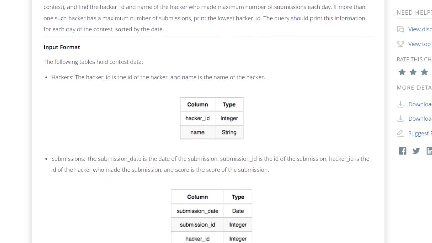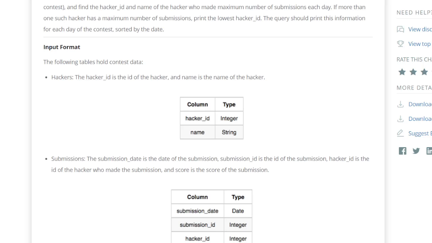Now what I need to do is write a query to print total number of unique hackers who made at least one submission each day starting on the first day of the contest. Okay, so as you see that she has conducted the contest for 15 days, so I need to find out the number of unique hackers who made at least one submission each day. And we have to start from the very first day, that is 1st of March, and find the hacker ID and name of the hacker who made maximum number of submissions each day.